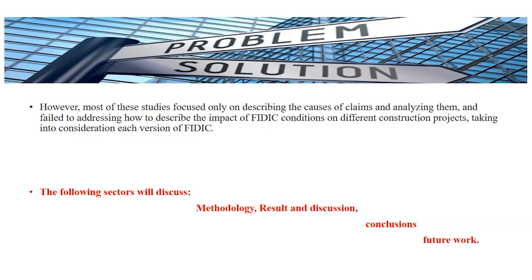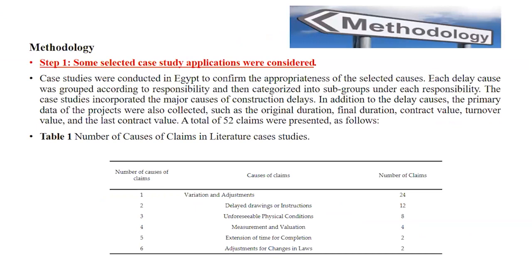The following sections will discuss: number 1, methodology; number 2, results and discussion; number 3, conclusion; number 4, future work. Methodology. Step number 1, some selected case study applications were considered. Table number 1: the number of causes of claims in the literature case studies and the number of causes of claims in the selected case studies.